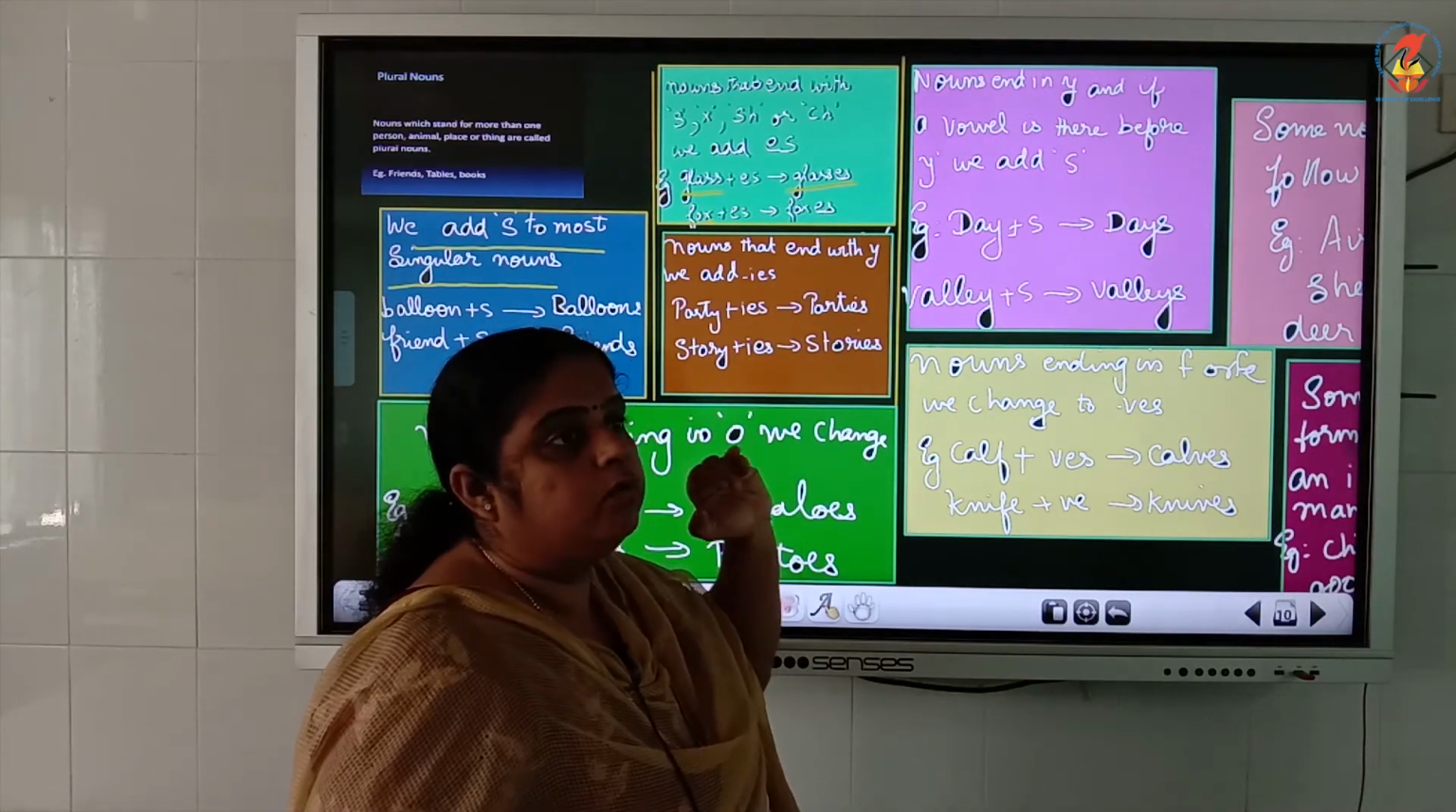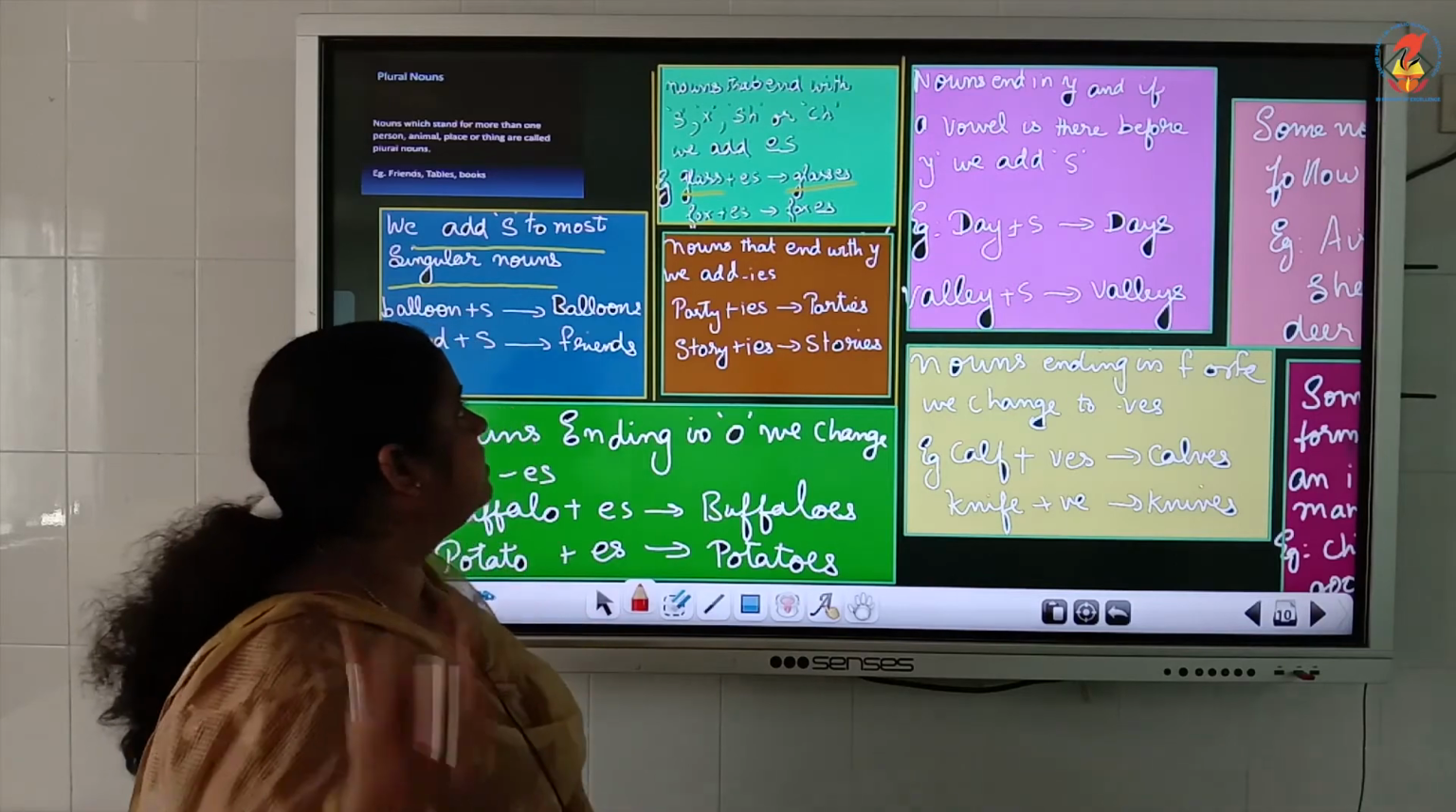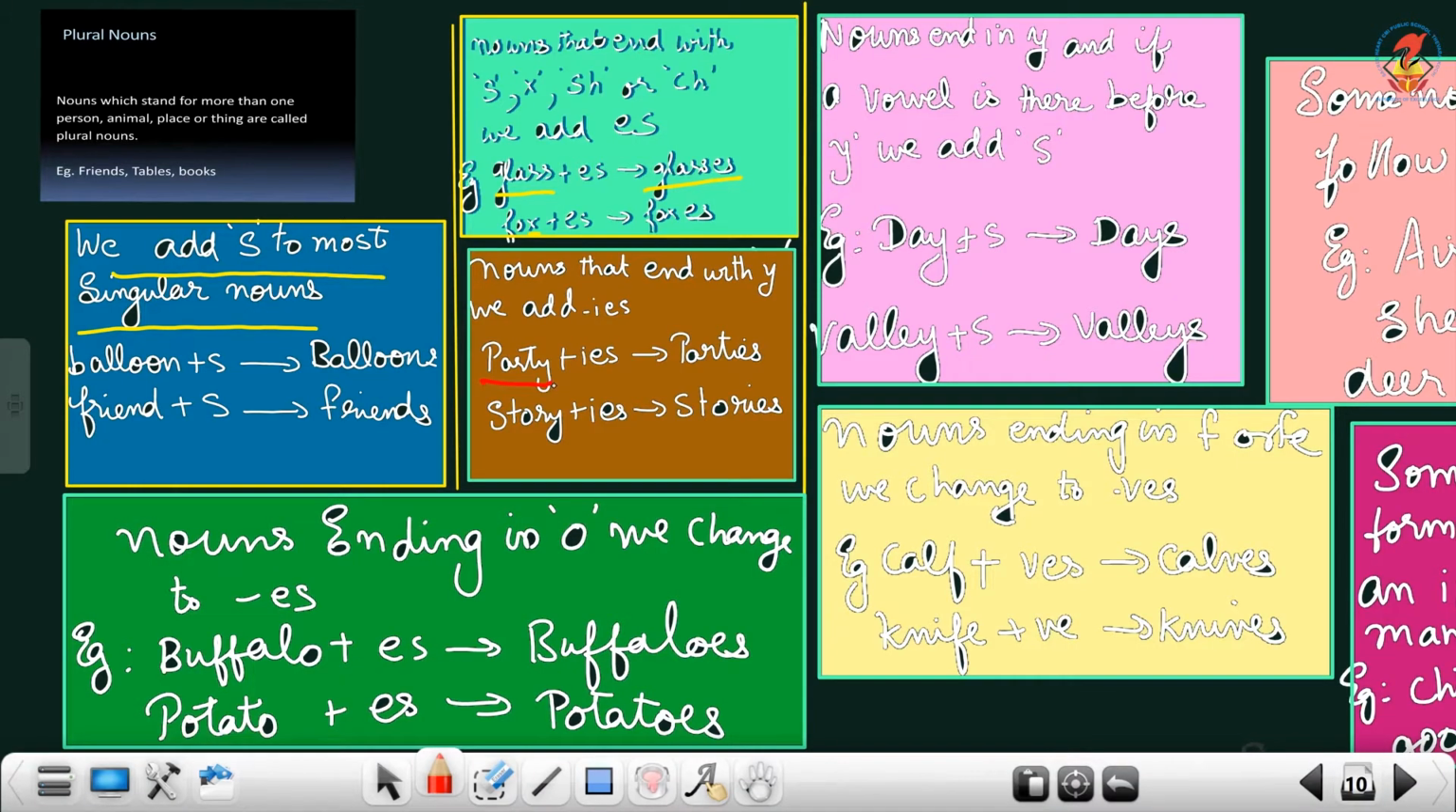Then we have the nouns that end with y. Certain nouns which end with y. For example, party. We add ies. We drop this y, we cut this y and add ies. Party, parties. Story ends with y. In that we cut y and add ies. Stories. That is how we make plural.